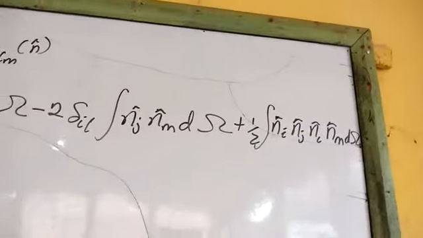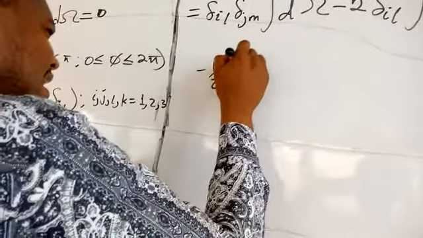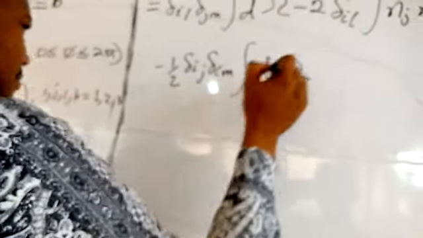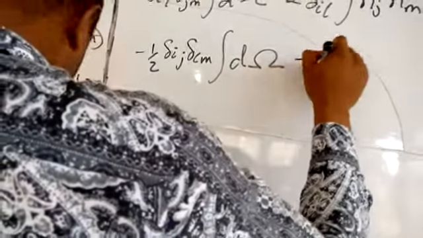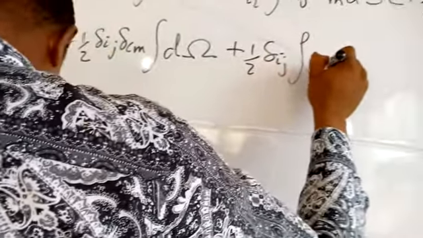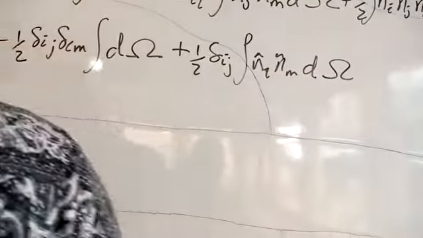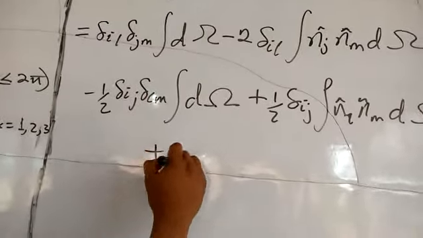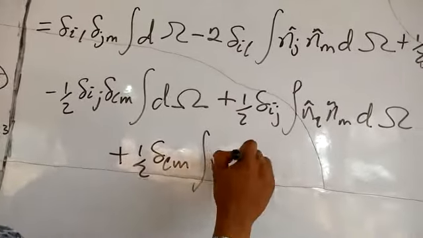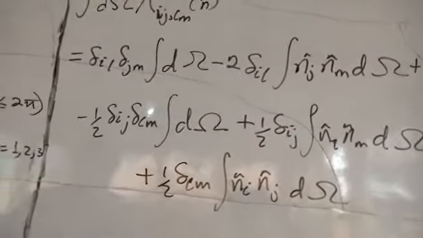Okay, now the next thing would be minus half Kronecker delta ij, Kronecker delta this, integral of the omega, then plus here, I have Kronecker delta ij, integral of this, iota m, this, and then the last term I believe is going to be plus 1 over 2 Kronecker delta iota m, integral of n sub i, n sub j, d omega. Of course, just take a look at this term.